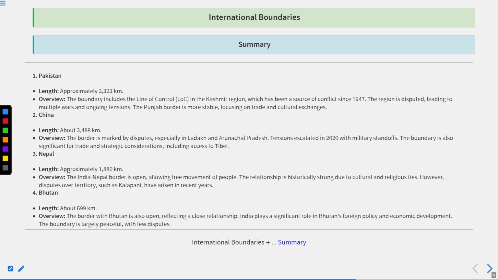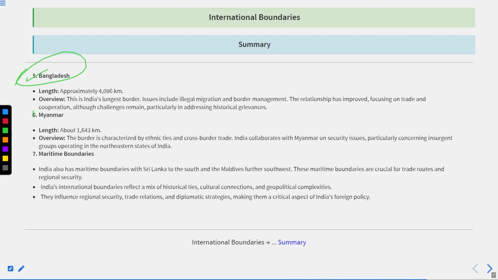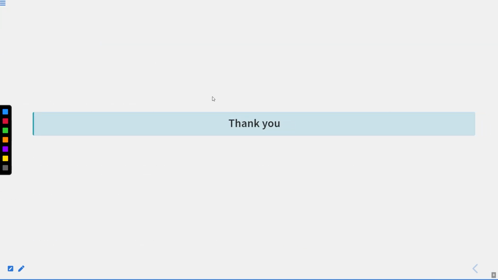Now it's time for the summary. So basically, the Indian territory touches Pakistan on an international basis, China, Nepal, Bhutan, Bangladesh, Myanmar, and other maritime borders also.